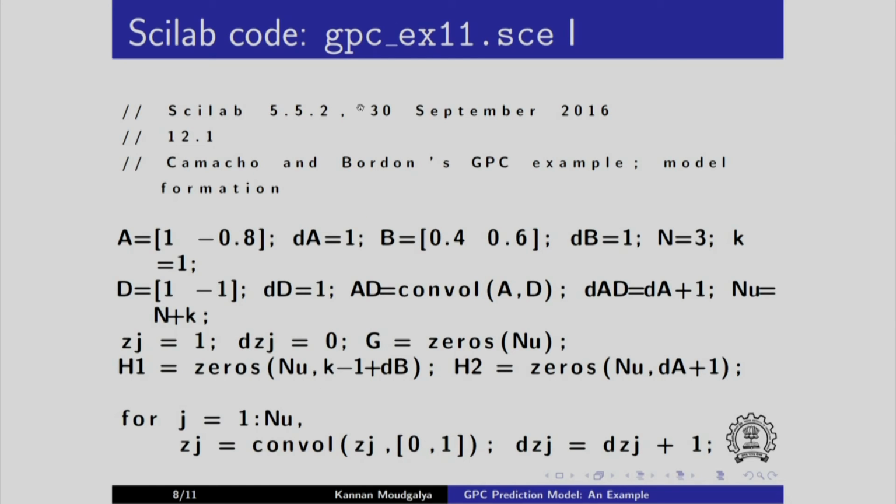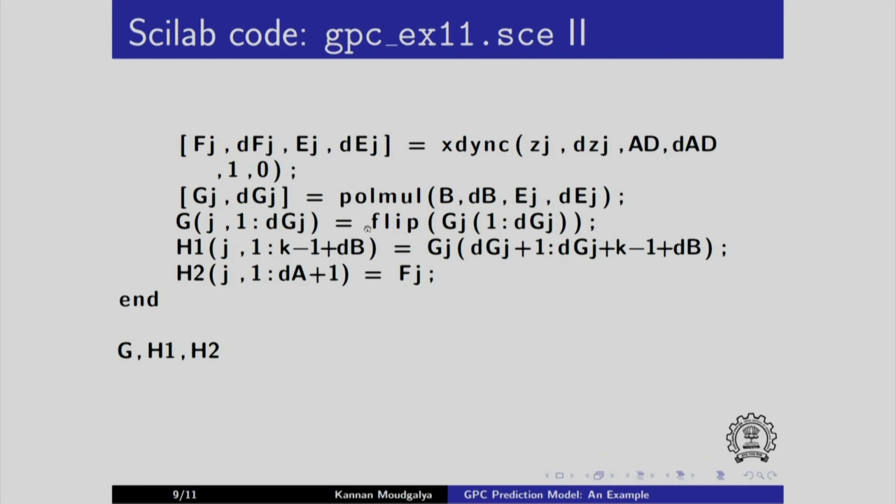Here is the Scilab code. This example is taken from Camacho and Bordons' book. The reference for this is given in the book. And remember, we flipped the terms in one matrix, and that is done through this Scilab code. This was already used earlier when we were discussing internal model control. The same function is to be used. And then after computing, we display G, H1 and H2 values in this Scilab code.